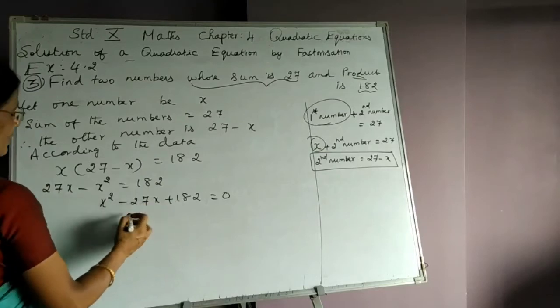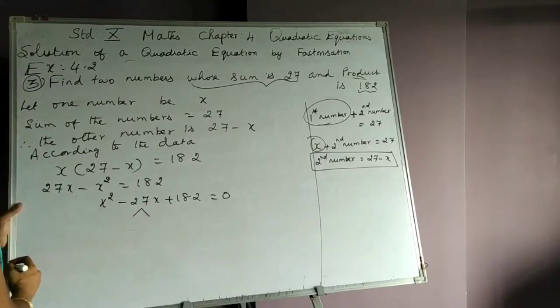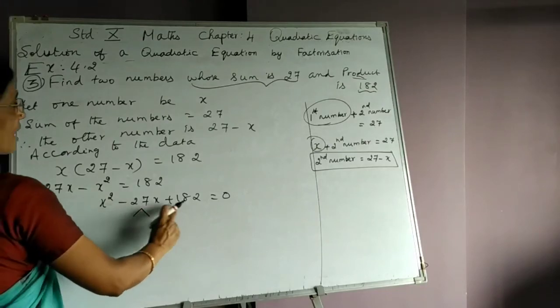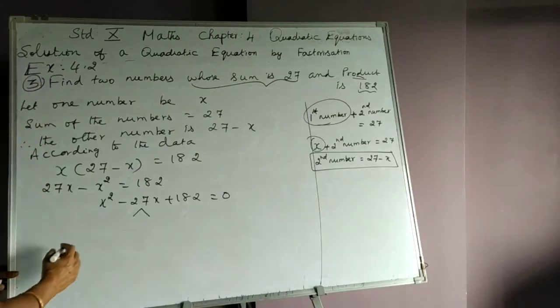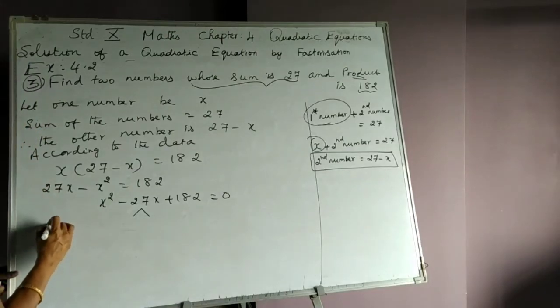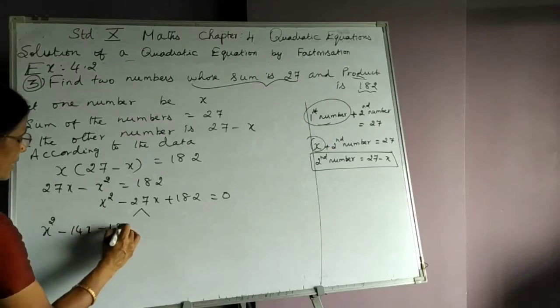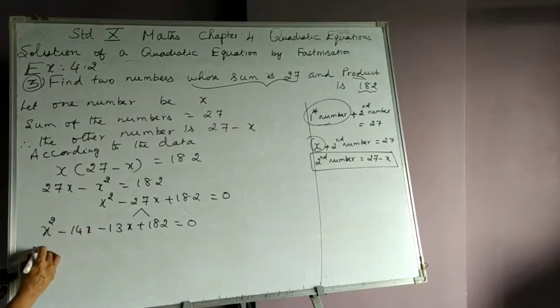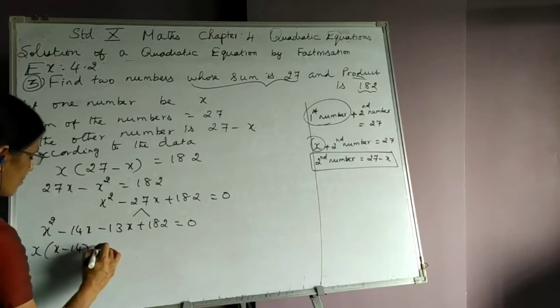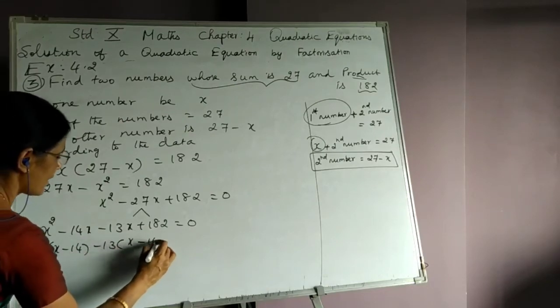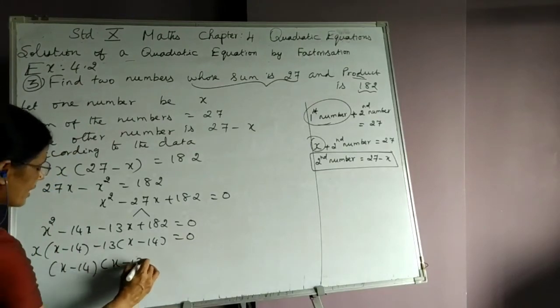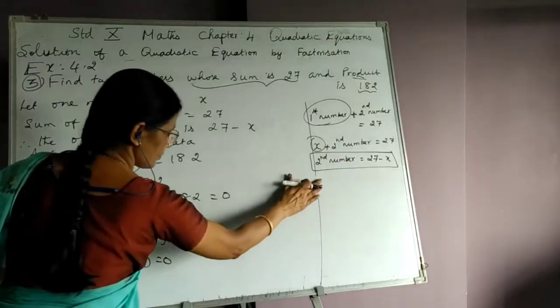So again there are three terms, degree 2, we go for splitting the middle term. Which are the two numbers which satisfies the product? Sum is minus 27 and the product is 182. The numbers are 14 and 13. x square minus 14x minus 13x plus 182 equal to 0. Taking the common factor here, x is the common factor. It is x minus 14 and here minus 13 is the common term. x minus 14 equal to 0. So the factors are x minus 14 into x minus 13 equal to 0.